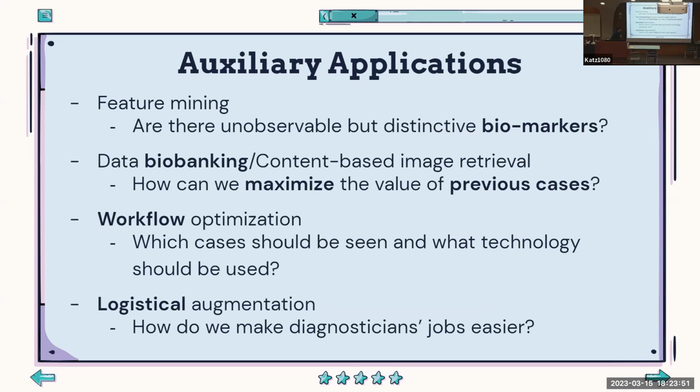Okay, next thing is auxiliary applications. This is stuff that's maybe not directly in the process of reading the image, not directly in the process of giving a diagnosis, but it's stuff that happens around diagnostic medicine that AI can help us with.